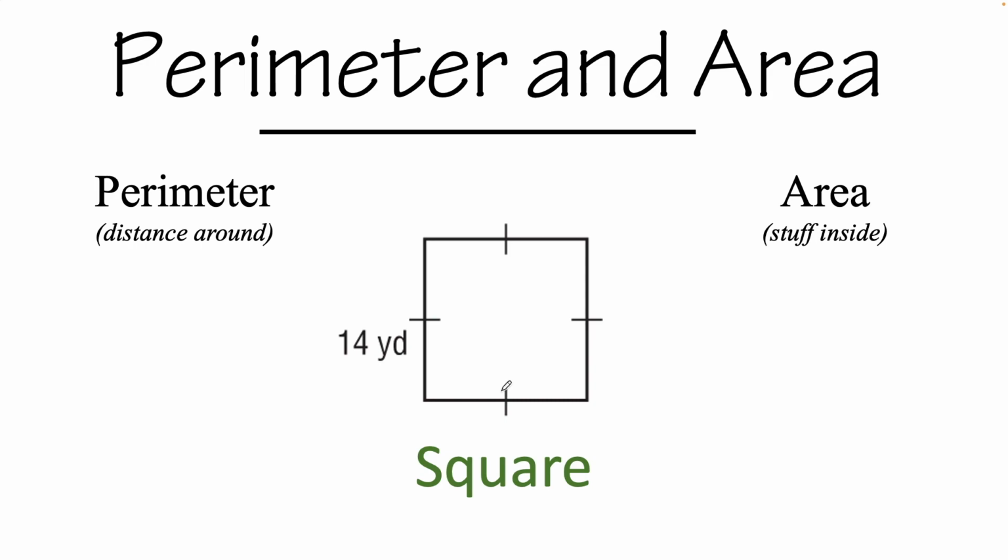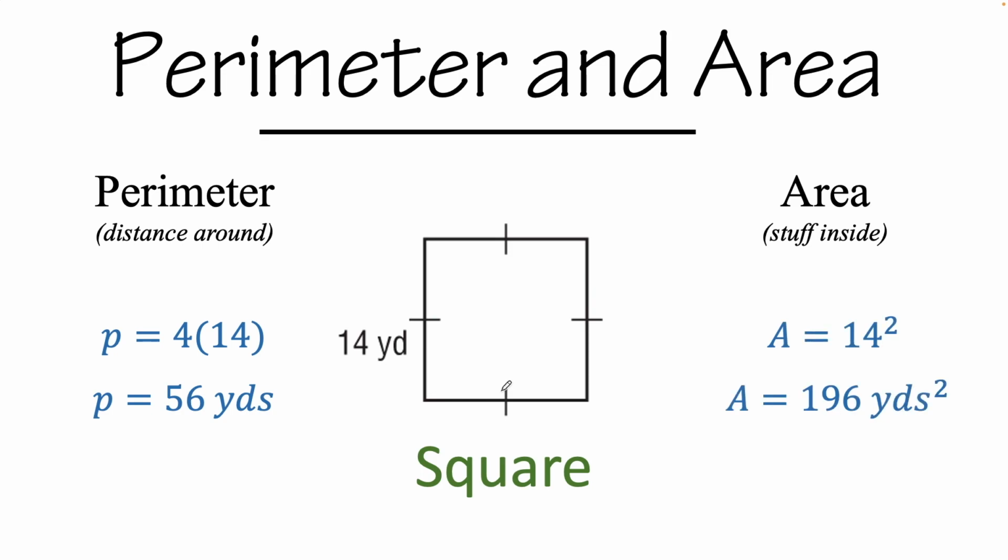So if we practice with this one, the perimeter is going to be 4 14s. 14 plus 14 plus 14 plus 14, or 4 times 14, which is 56. And then inside, it's going to be 14 squared, which is 196 yards squared.